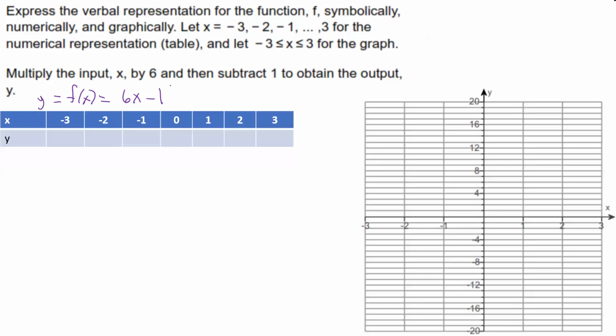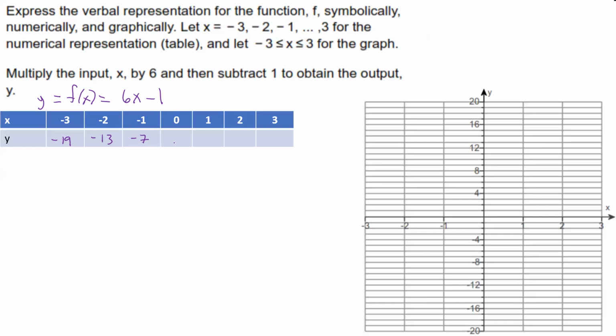All right, so now what we're supposed to do is plug each of these values into this function and get the output. So when we plug in -3, that's going to be what? -18 minus 1, so that's going to be -19. Now we plug in -2, that's going to give us -12 minus 1, so that's going to give us -13. Now, if we plug in -1, we get -6 minus 1. It's going to be -7.